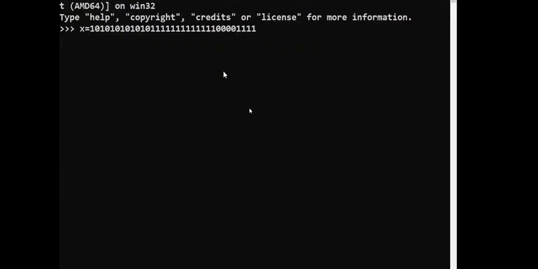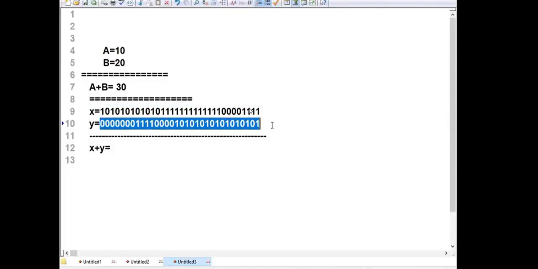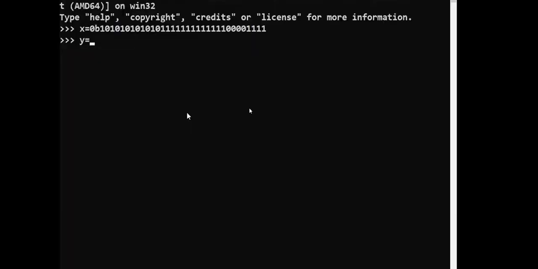I'm just pasting this. Before that I'm writing 0B. 0B stands for binary. Before that I wrote 0B, which stands for binary, because Python is such a powerful programming language that even number systems can be stored. Y is equal to, I will bring the data back once again, 0B, and I'm putting it in this place.